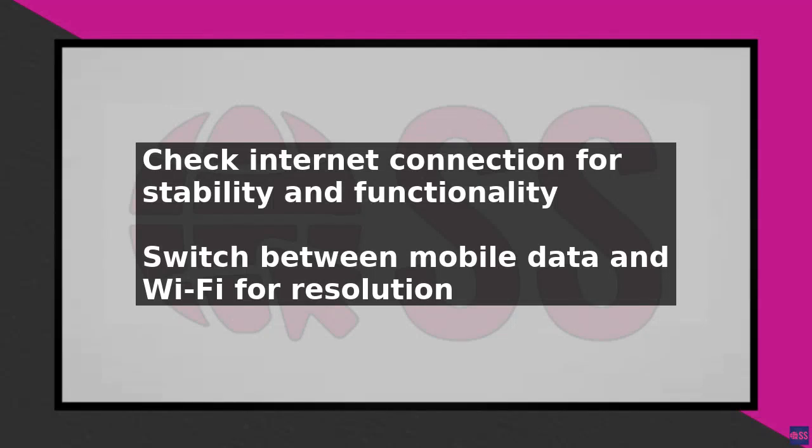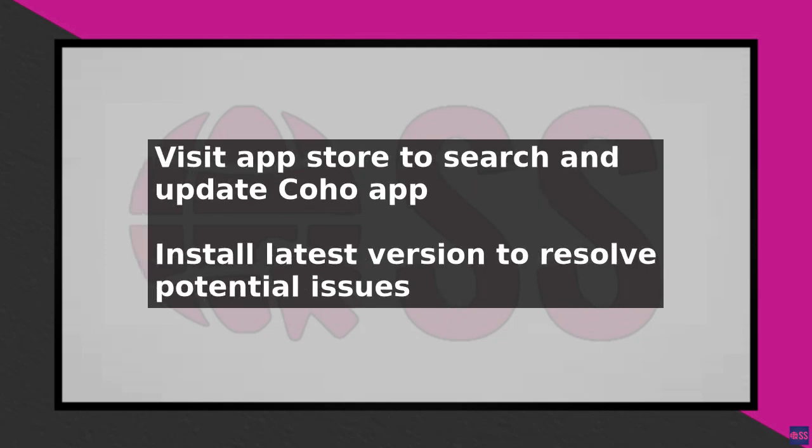To fix the Koho app when it's not working, several steps can be taken. A stable internet connection is required for the app to function. So the first step is to check the internet connection. Try switching from mobile data to Wi-Fi or vice versa to see if this resolves the issue.